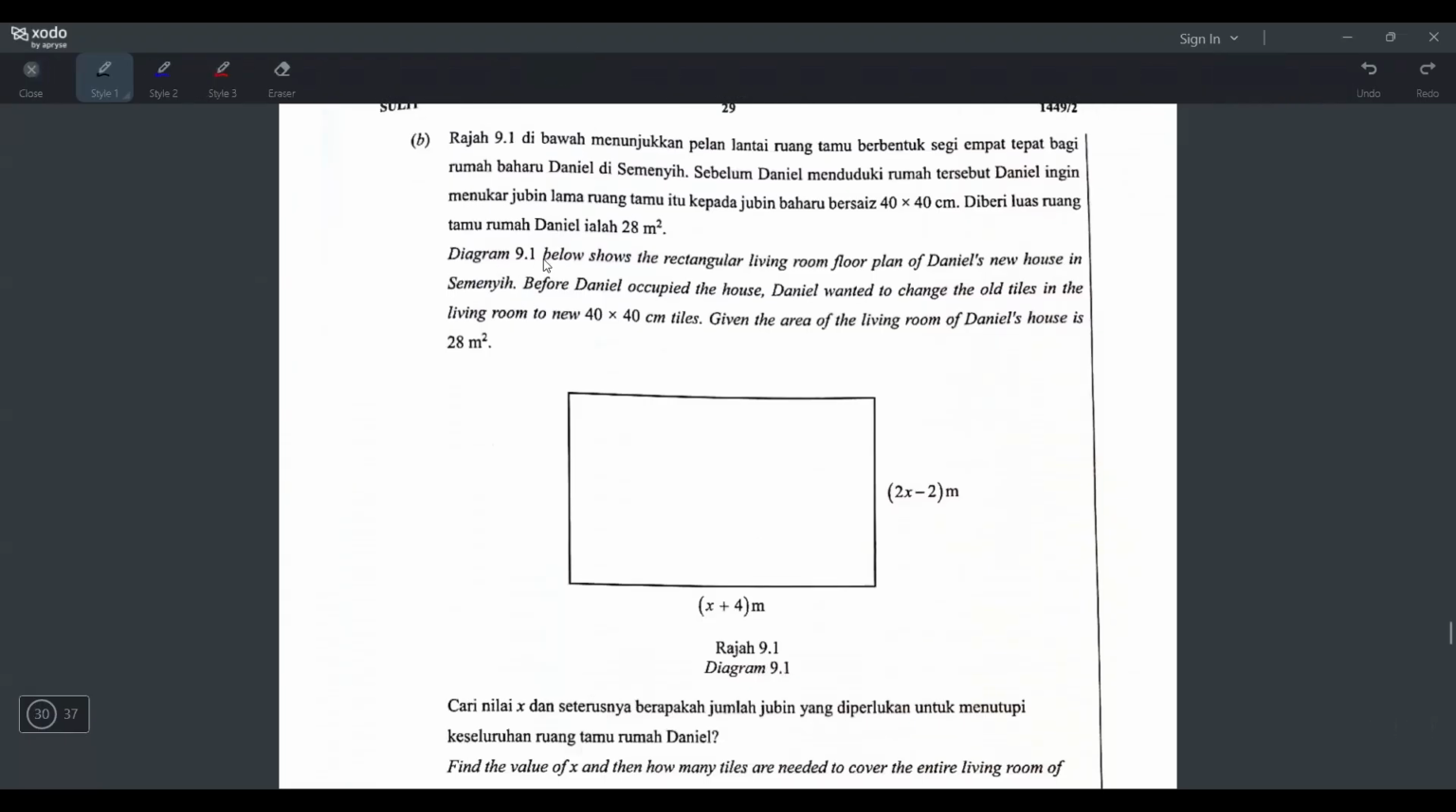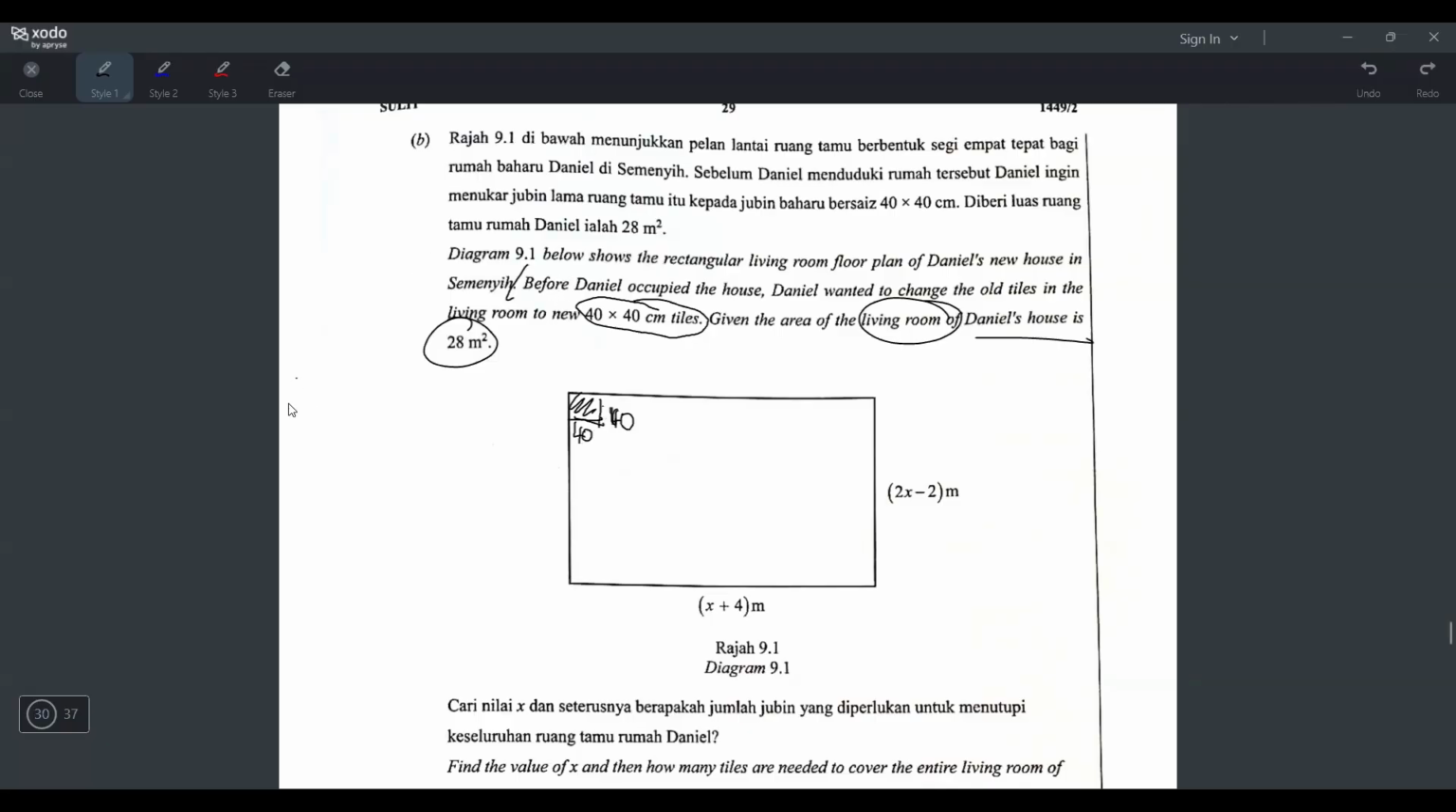Okay, let's read. Diagram 9.1 below shows the rectangular living room floor plan for Daniel's new house in Semenyih. Okay, so far nothing important here. Before Daniel occupied the house, Daniel wanted to change the old tiles in the living room to new 40 times 40 cm tiles. So what you want to do is you want to put tiles, right? And the tile's size is 40 times 40. You want to replace the old tiles. Given the area of the living room of Daniel's house is 28 meters square. So the full area is 28 meters square.